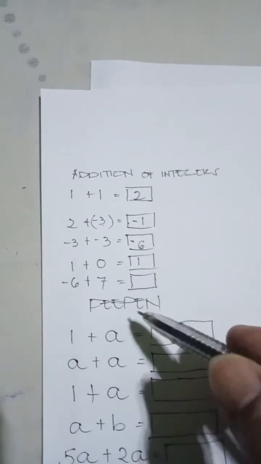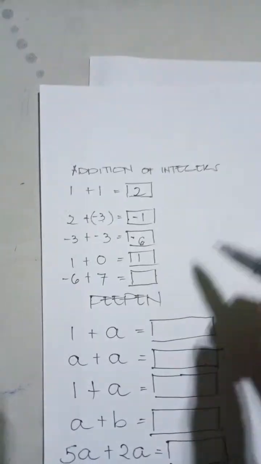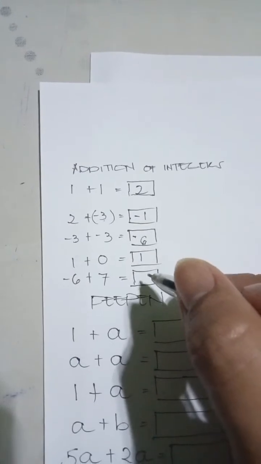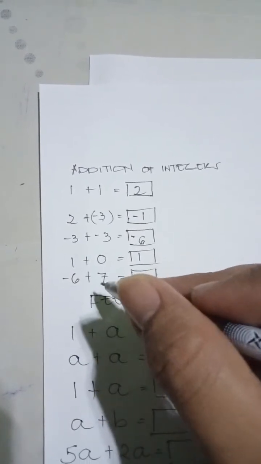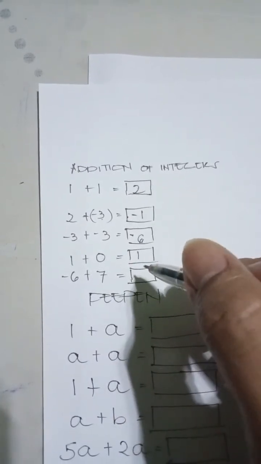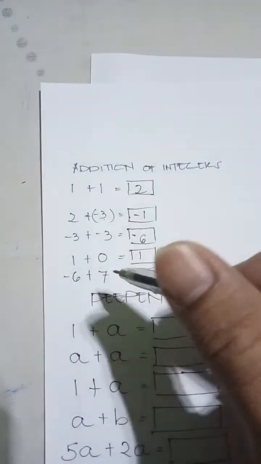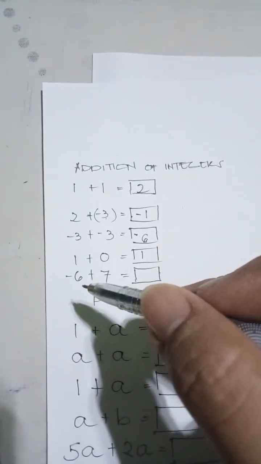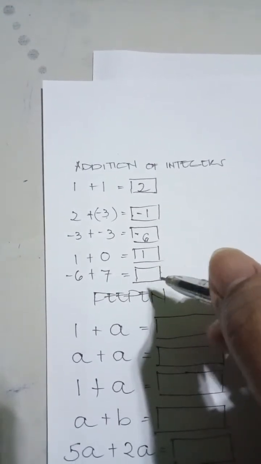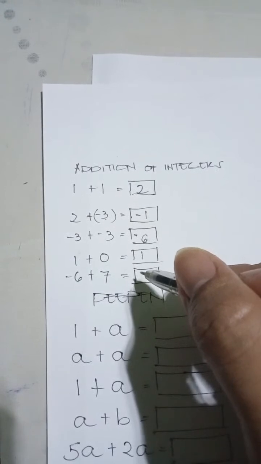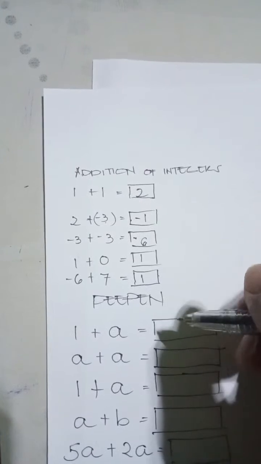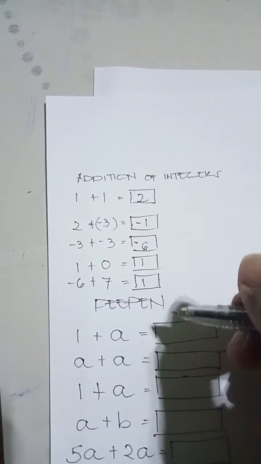The next one, negative 6 plus 7. You copy the sign of the larger number. What's the sign of the larger number? Positive, because the larger number is 7. The sign of 7 is positive, therefore positive is the sign. Since the other number has a negative sign, you must subtract quickly. So 7 minus 6, the answer is 1. The answer is positive because the sign of 7 is positive.